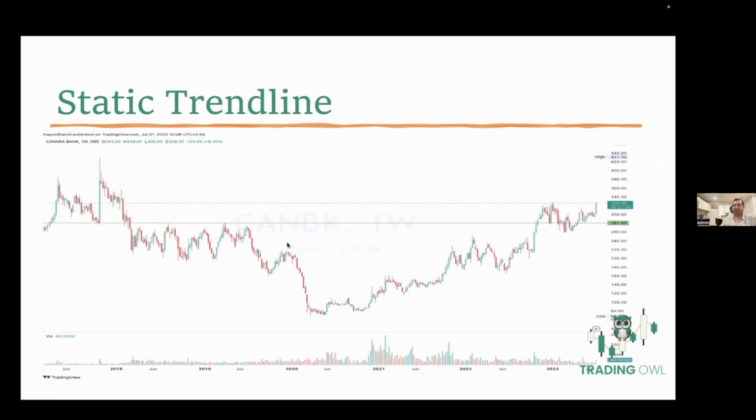Now, this is a static trend line in Canara Bank, where you see there were multiple resistances on it: 1, 2, 3. Then it broke out from here. Then it hovered around it multiple times. Here it took support again. So when you connect multiple highs of the candles, in this case it is highs, it has become a trend line. This is a static, horizontal trend line, which is acting as resistance here and support over here.